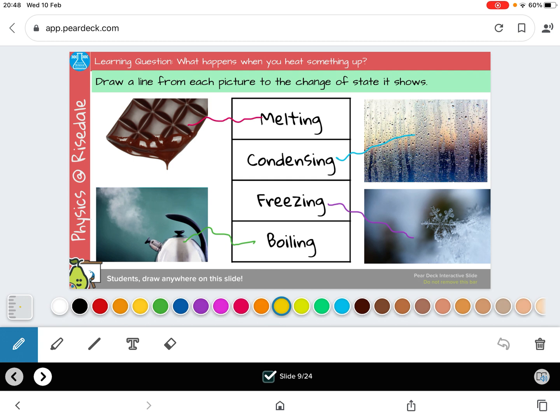This next slide was a visual. Could you recognize a change of state with visual clues? So on the left, we've got melting chocolate and boiling water. On the right, condensation on a window and a frozen snowflake.